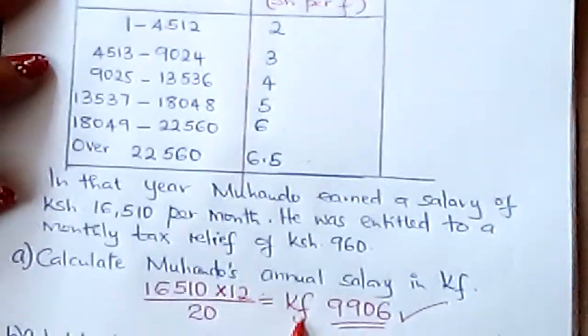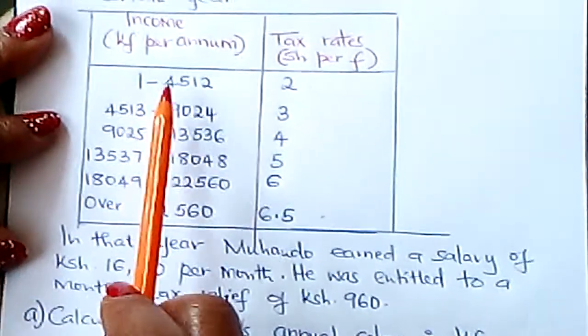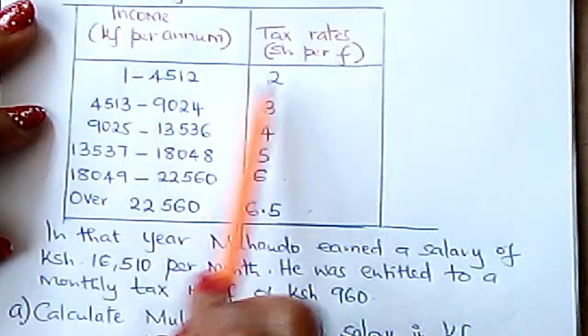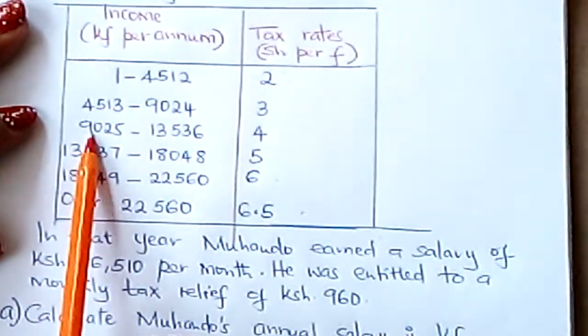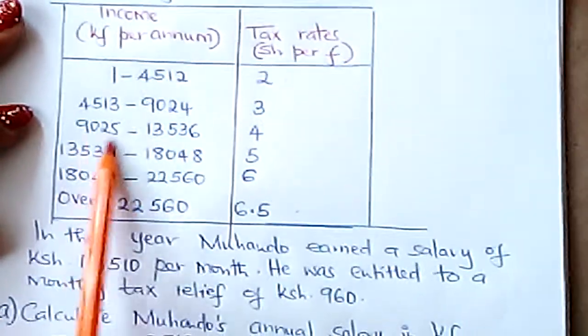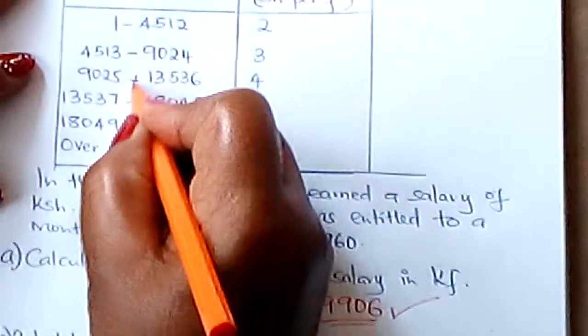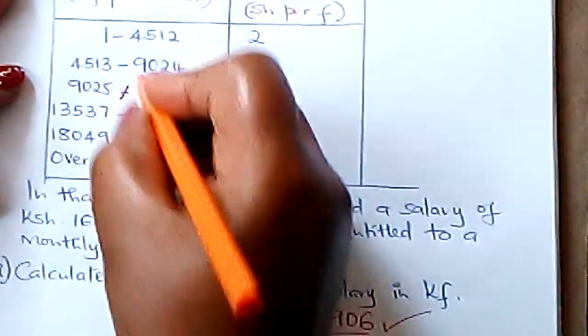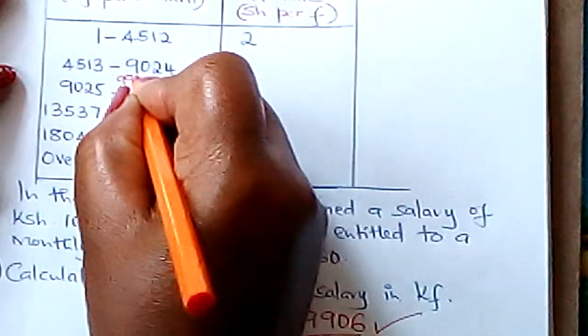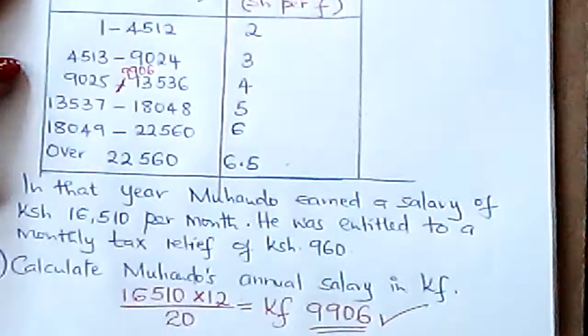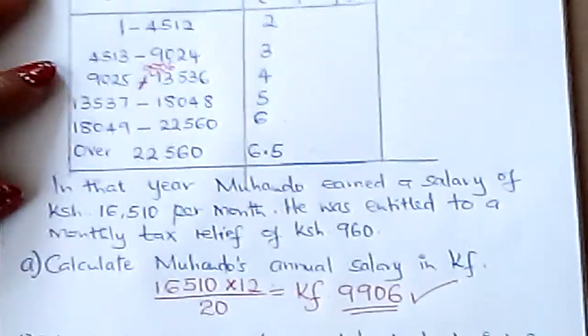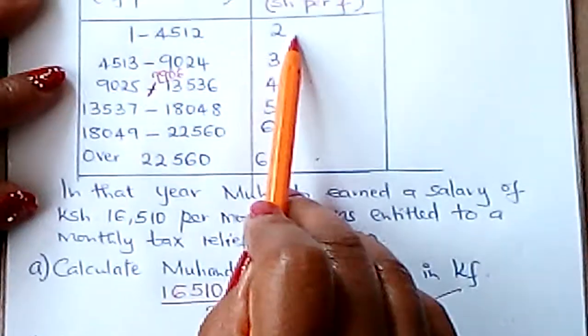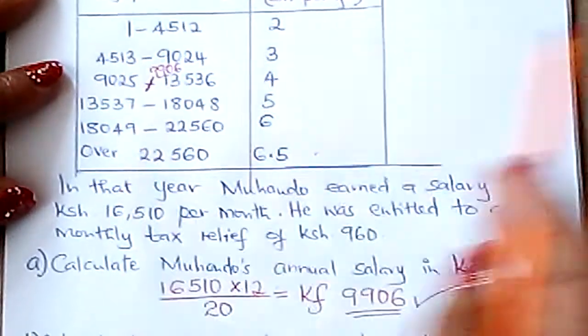9,906 Kenya pounds, learners, will go up to which band? This is the first one, this is the second. 9,906 will go up to here. It will fall in between these two. So you can write it here so that you don't forget. Good. So just use the first band, second, and third.